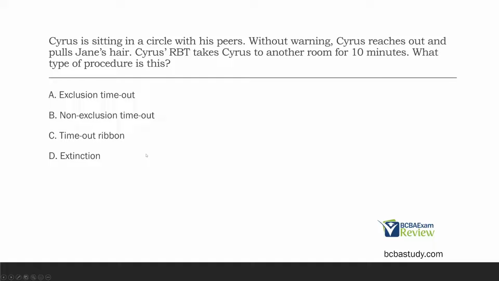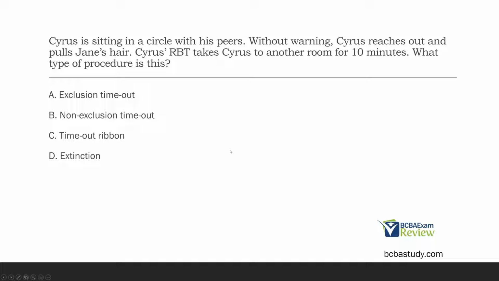So we can obviously eliminate extinction. This is not extinction because she's removed Cyrus in response to one of his behaviors. We're not putting this behavior on extinction. We are reacting to it and putting Cyrus in timeout. So we need to ask ourselves, was Cyrus excluded or was he not excluded? Well, he was excluded from the activity. They took him to another room for 10 minutes. Therefore, it's going to be an exclusion timeout.